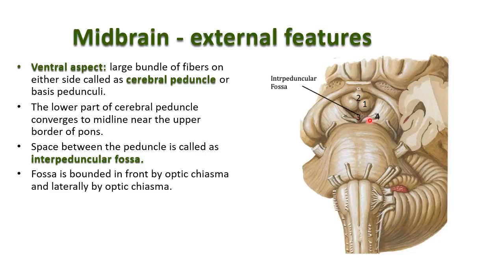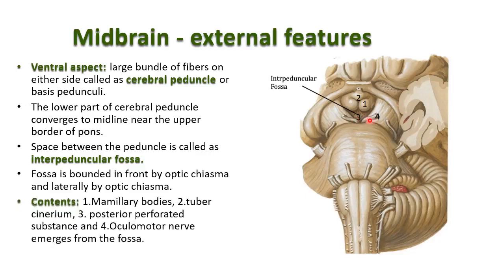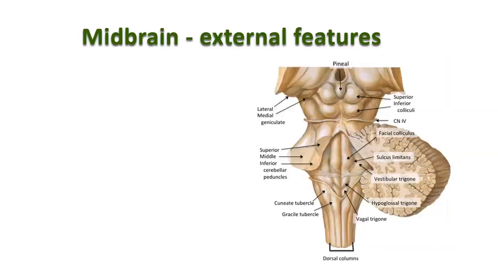And then the next content is the oculomotor nerve, which is emerging from the interpeduncular fossa. So from the medial aspect of the cerebral peduncles, you are able to see the contents are the mammillary body, then the tuber cinereum, and then your posterior perforated substance, and then your oculomotor nerve. These are the contents of the interpeduncular fossa.